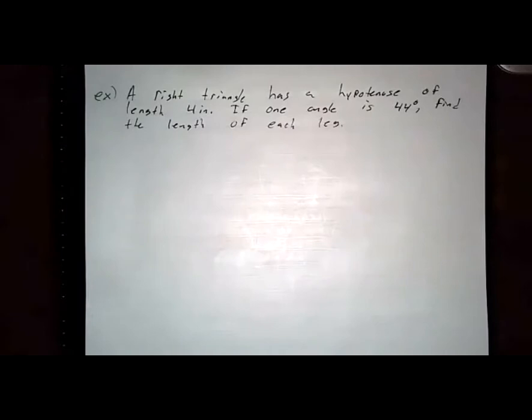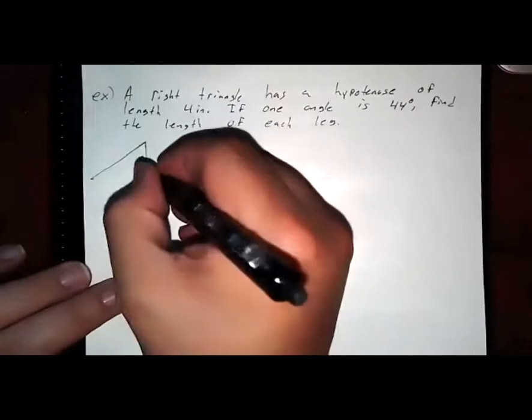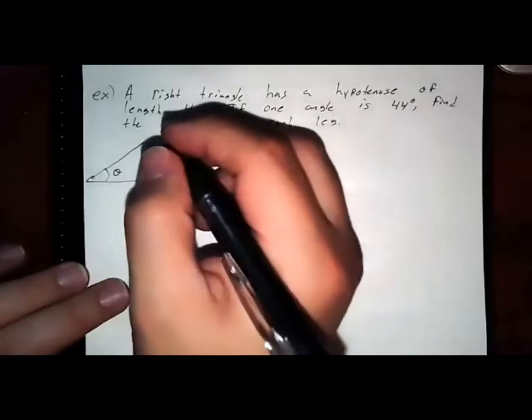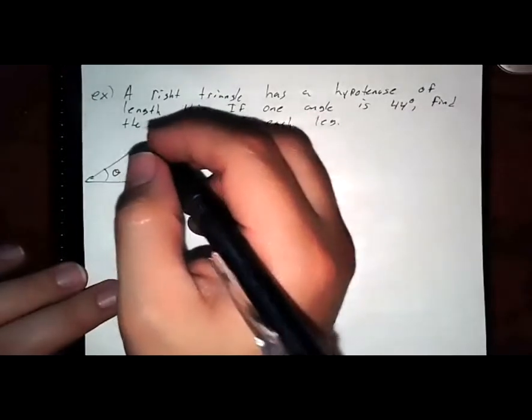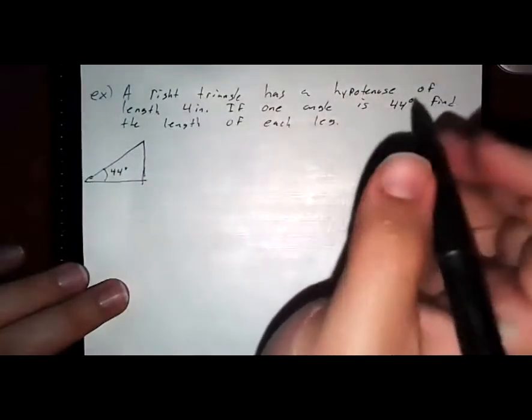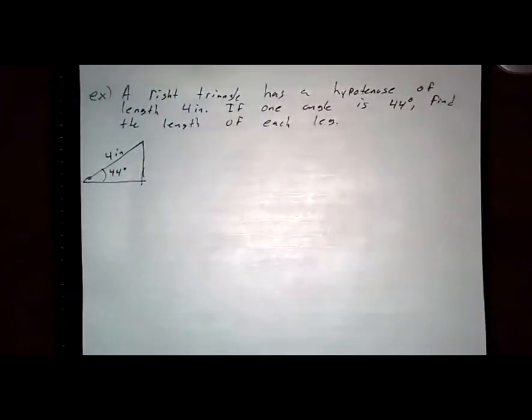Sometimes these word problems give you a picture. I don't remember if this one did, but I'll draw one for you. They gave us one angle, 44 degrees, so I'm going to put that here. And they said the hypotenuse is 4 inches. Can you find the other two legs with only that information? Yes, you can.